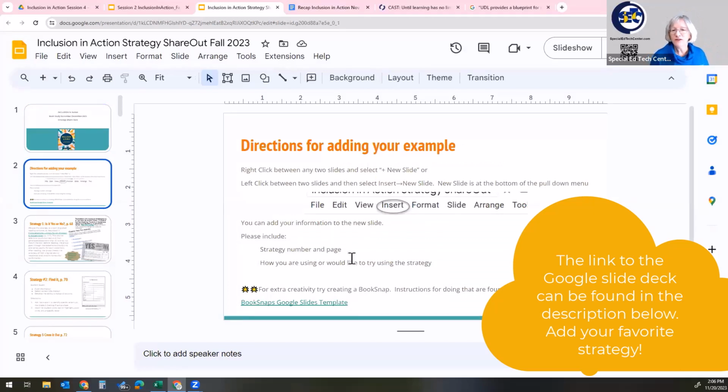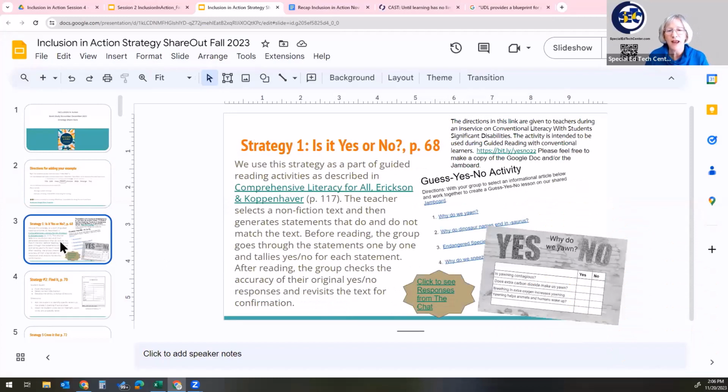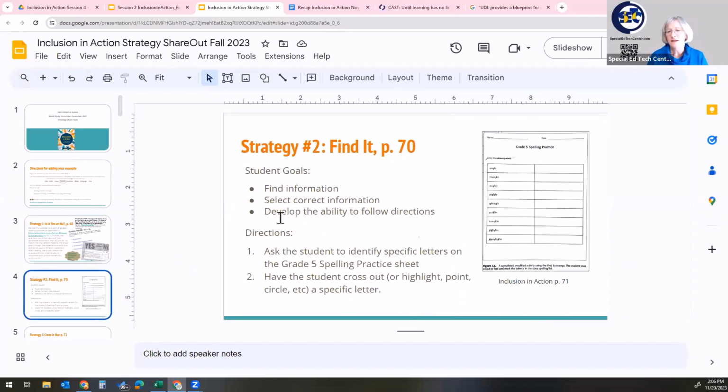So all we're asking you to do is just look at the strategies, put a slide together on how you've actually used that strategy. And so strategy 1, is it yes or no? Page 68 in the book. Here's how somebody used it. Strategy 2, find it. Here's how somebody used it. So you can just explore these and you can add some on your own if you would like.